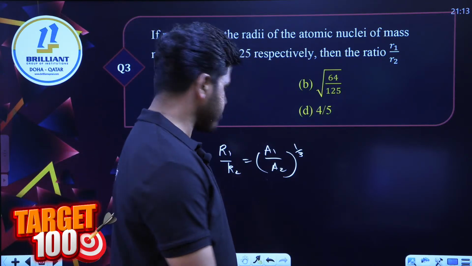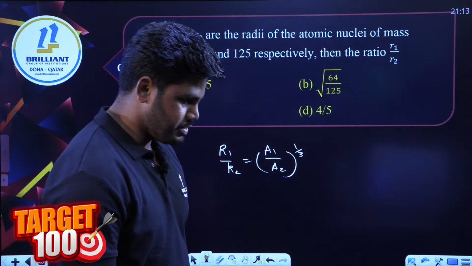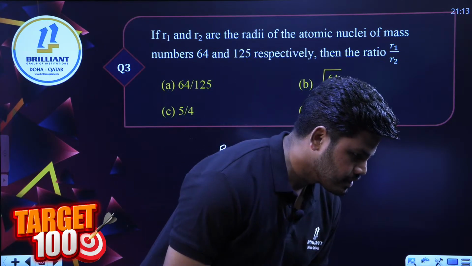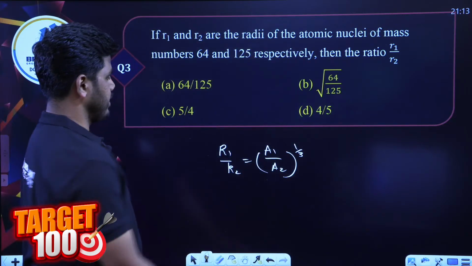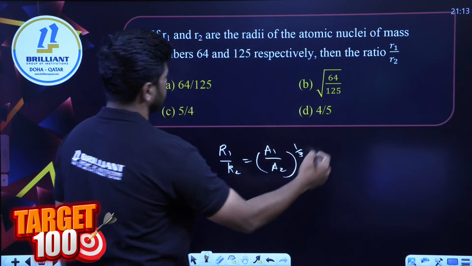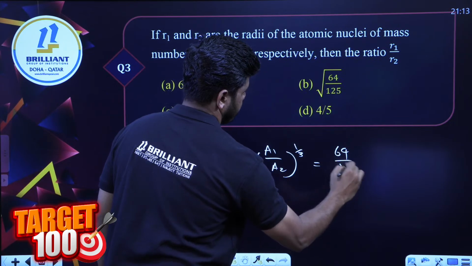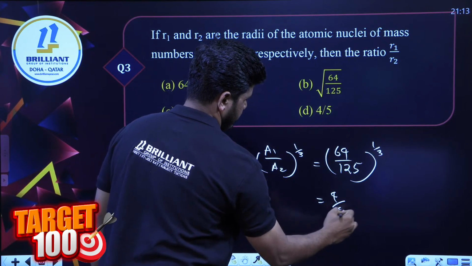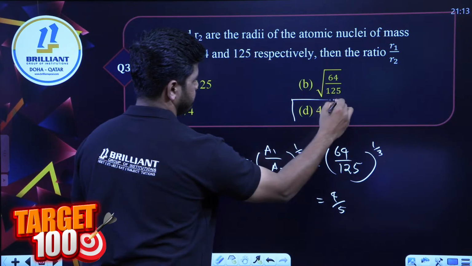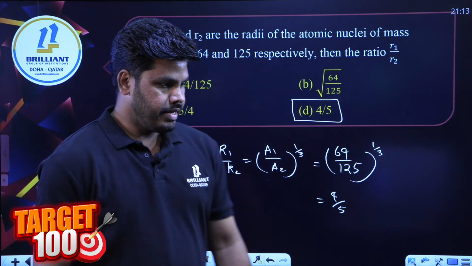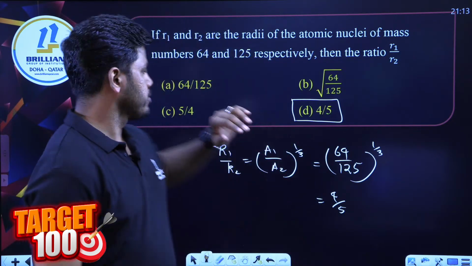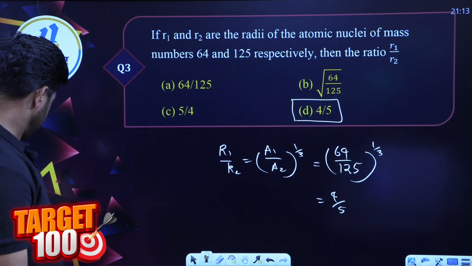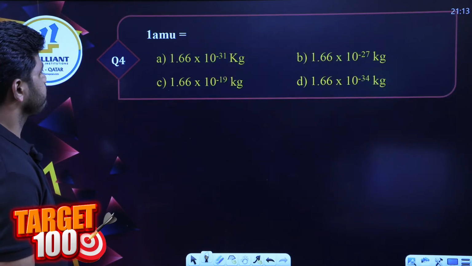Be careful, options C and D are confusing. So A1 by A2 is going to be 64 by 125 the whole raised to 1 by 3, which we know is 4 by 5. 4 by 5 is the correct answer, D. So the R1 by R2 ratio is going to be A1 by A2 whole raised to 1 by 3. Exactly the same concept is repeated in this question also.